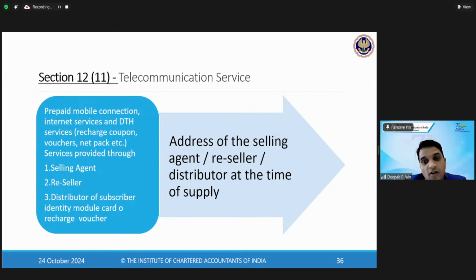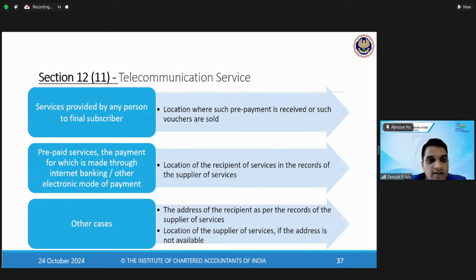And if it is not through a selling agent, somebody else? Okay. In case any person is a finance.